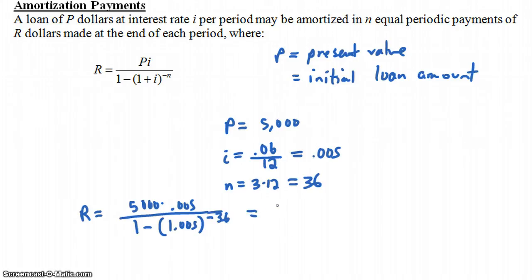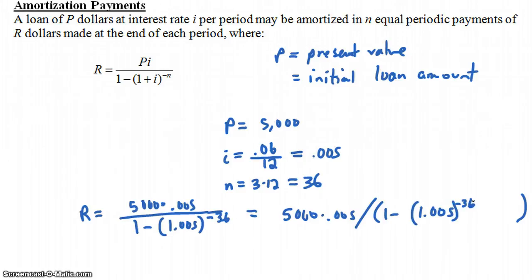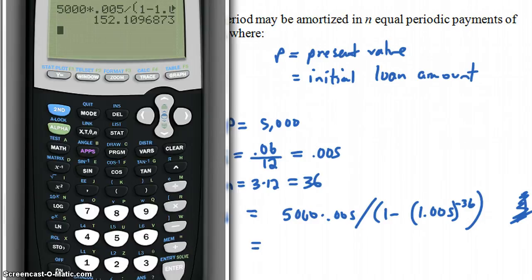Now if you type this into a calculator, I would type it like this. You could put the whole numerator in parentheses if you want to. You don't have to because we're not adding or subtracting, we're multiplying. So you can put 5,000 times 0.005 and then divided by, and I would put the whole denominator in parentheses because we don't want to just divide by the 1, we want to divide by this whole thing. So what we get is 1 minus 1.005 to the negative 36th power. That's how you would type it into your calculator. And when you do this, you get $152 and 0.1096. Rounding to the nearest penny, it'd be $152.11.